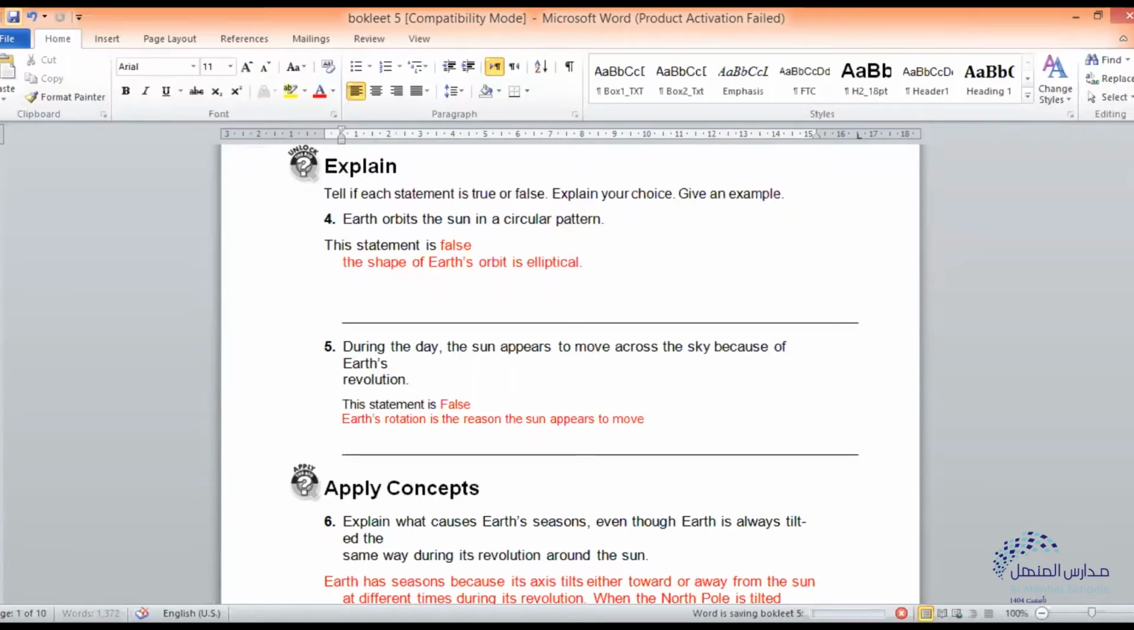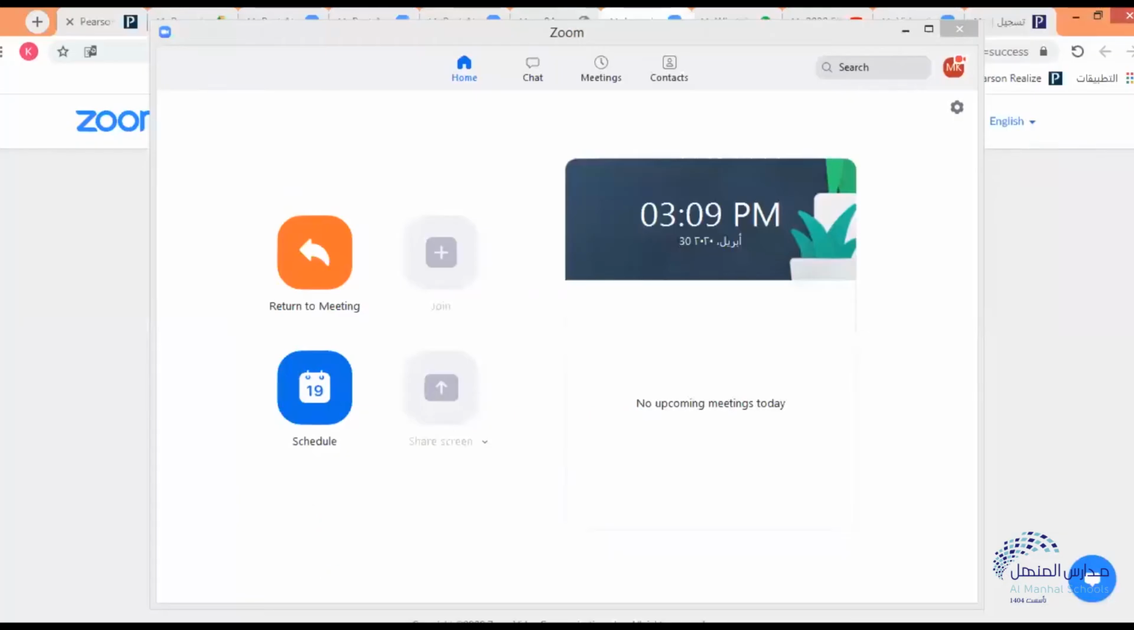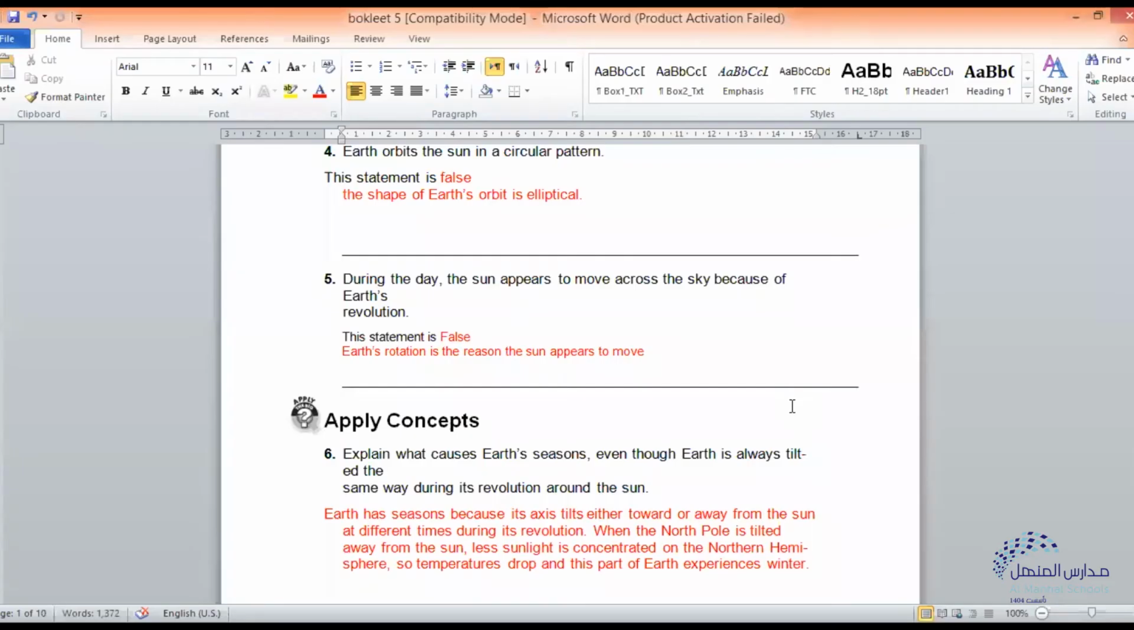Moving to question number 6. The question says, explain what causes Earth's seasons, even though Earth is always tilted the same way during the revolution. Earth has seasons because its axis tilts either towards or away from the sun at different times during the revolution. When the North Pole is tilted away from the sun, less sunlight reaches the northern hemisphere, so the temperature drops and this part of Earth experiences winter.